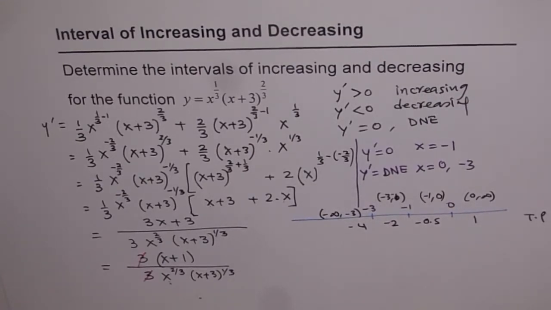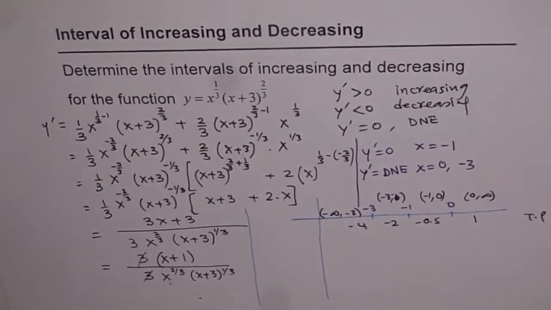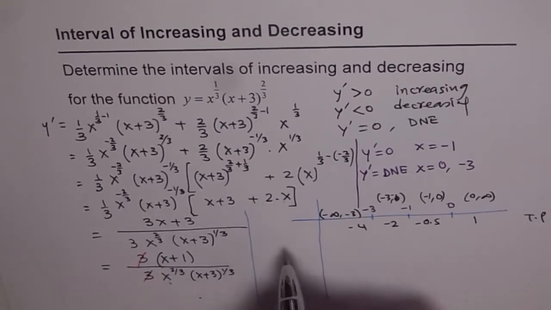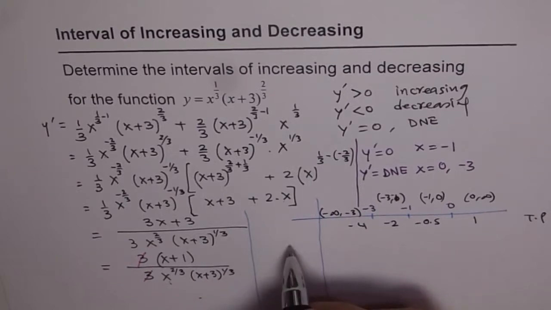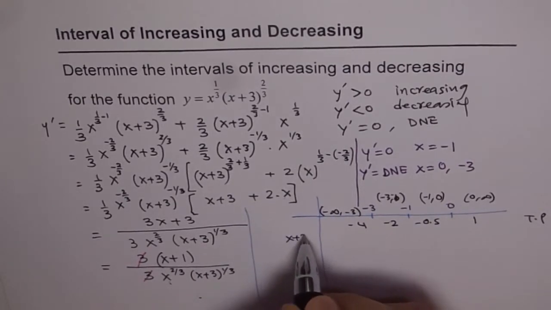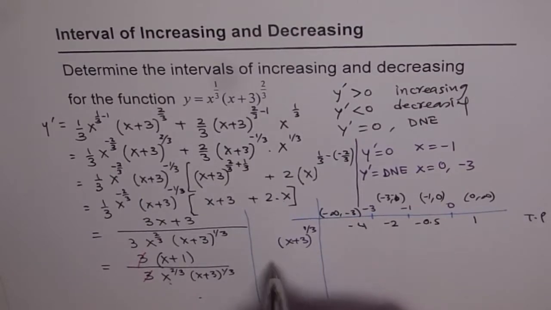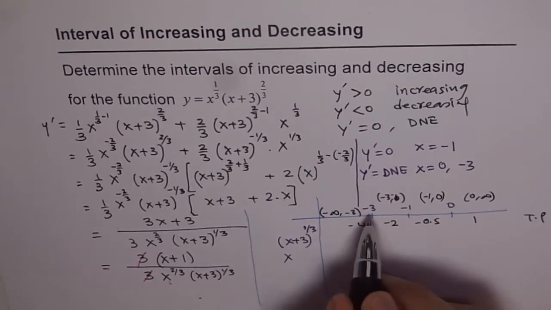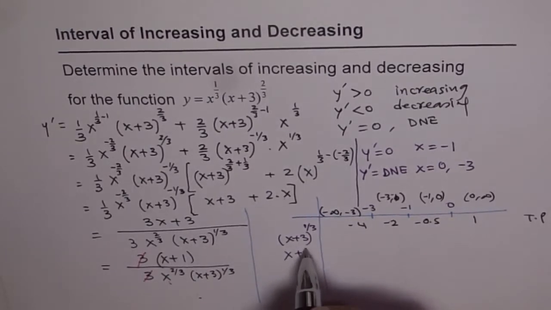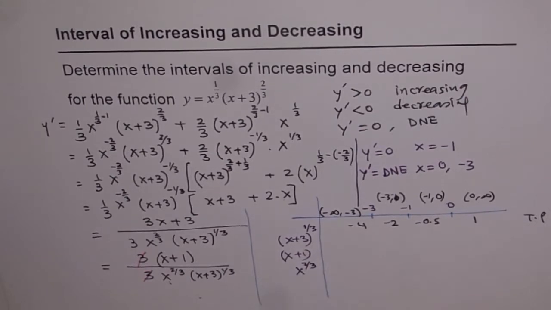Right? Now what factors do I have here? The factors for y dash here are x plus 1, x plus 3 to the power of 1 over 3, and then we have x. Let me take them in this order: x plus 1, and the next factor is x to the power of 2 over 3. Correct?